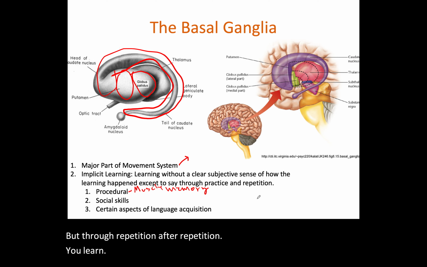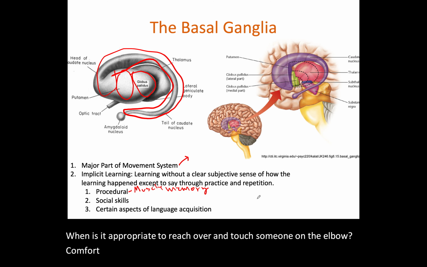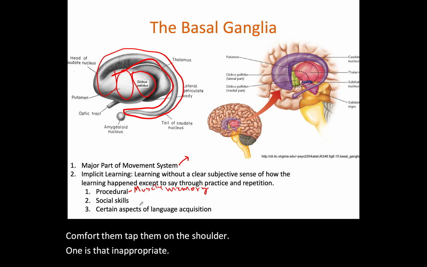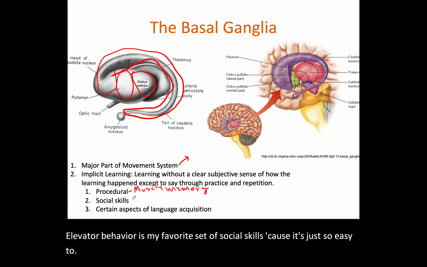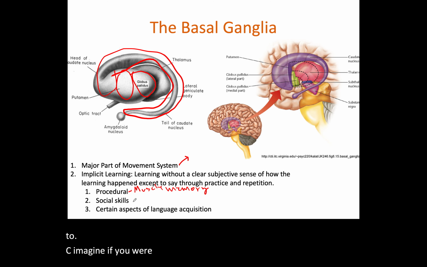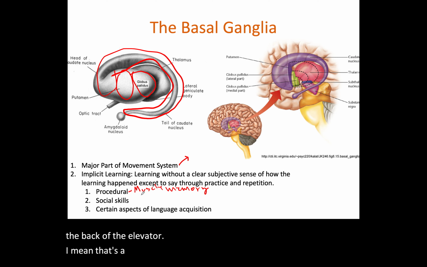When is it appropriate to reach over and touch someone on the elbow? Comfort them, tap them on the shoulder. When is that inappropriate? Elevator behavior is my favorite set of social skills because it's just so easy to see. Imagine if you were in the elevator and I came in and I just stood facing the back of the elevator. I mean, that's a strange behavior. You just might run out of there and freak out, and I wouldn't blame you.